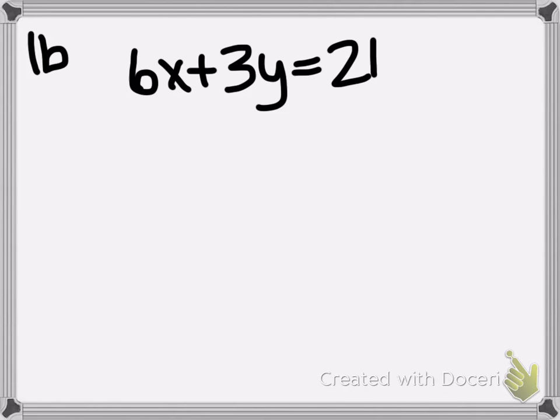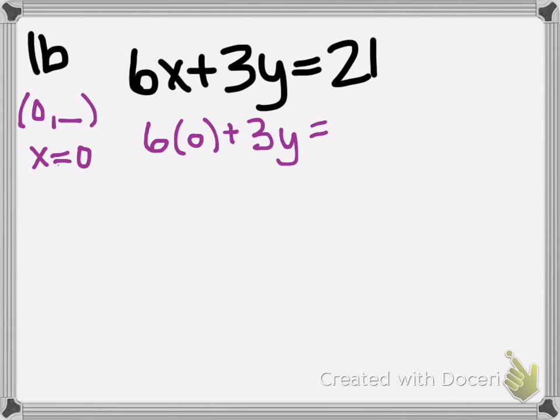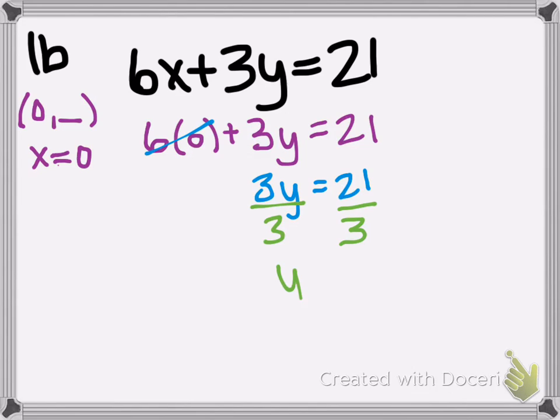Alright. 1B has the same equation of 6x plus 3y equals 21, but this time it is asking for the y-intercept. So for that you have 0 comma something, and you know that x equals 0. So you're going to take the 0 and substitute it for where the x is. So 6 times 0 plus 3y equals 21. And 6 times 0 is 0. So you're left with 3y equals 21. And to isolate the y, you would divide by 3. Oh, that's not right. Y equals 21 divided by 3, which is 7. And then you would write your final answer in an ordered pair of 0, comma 7.